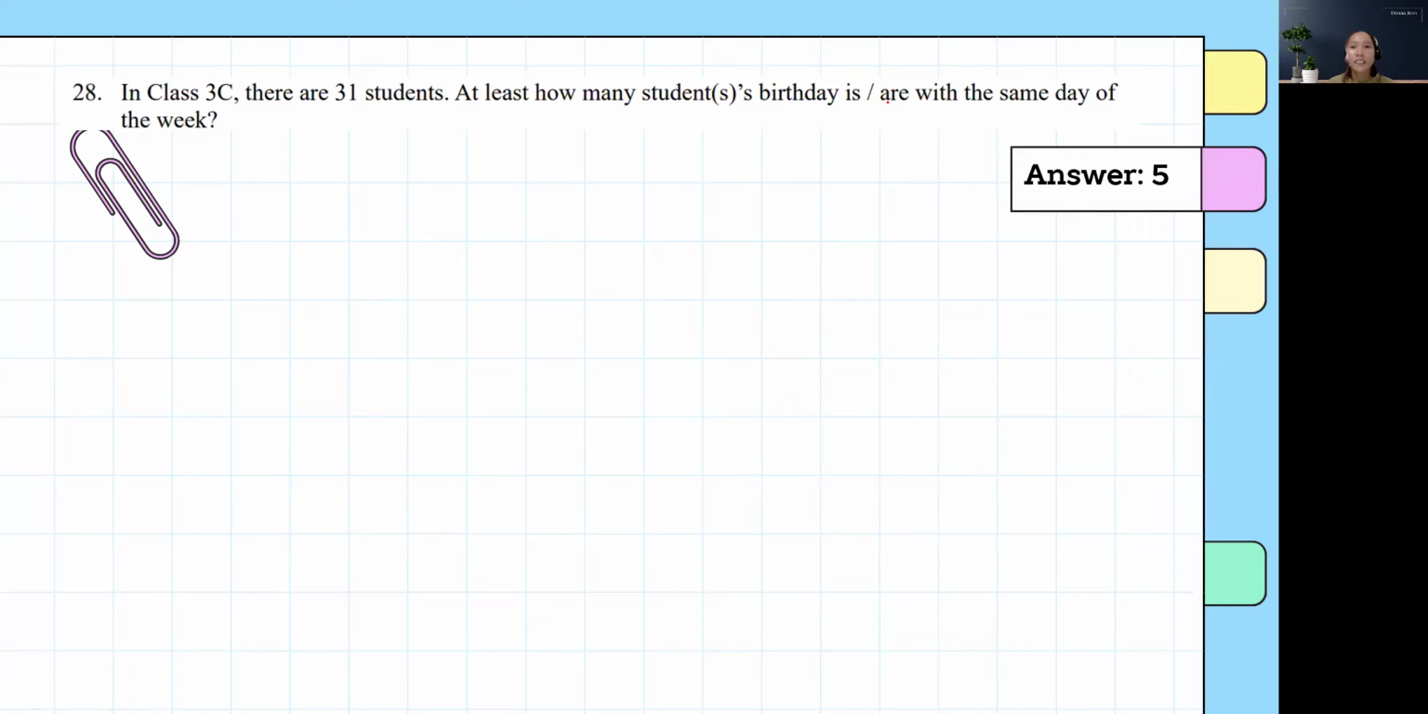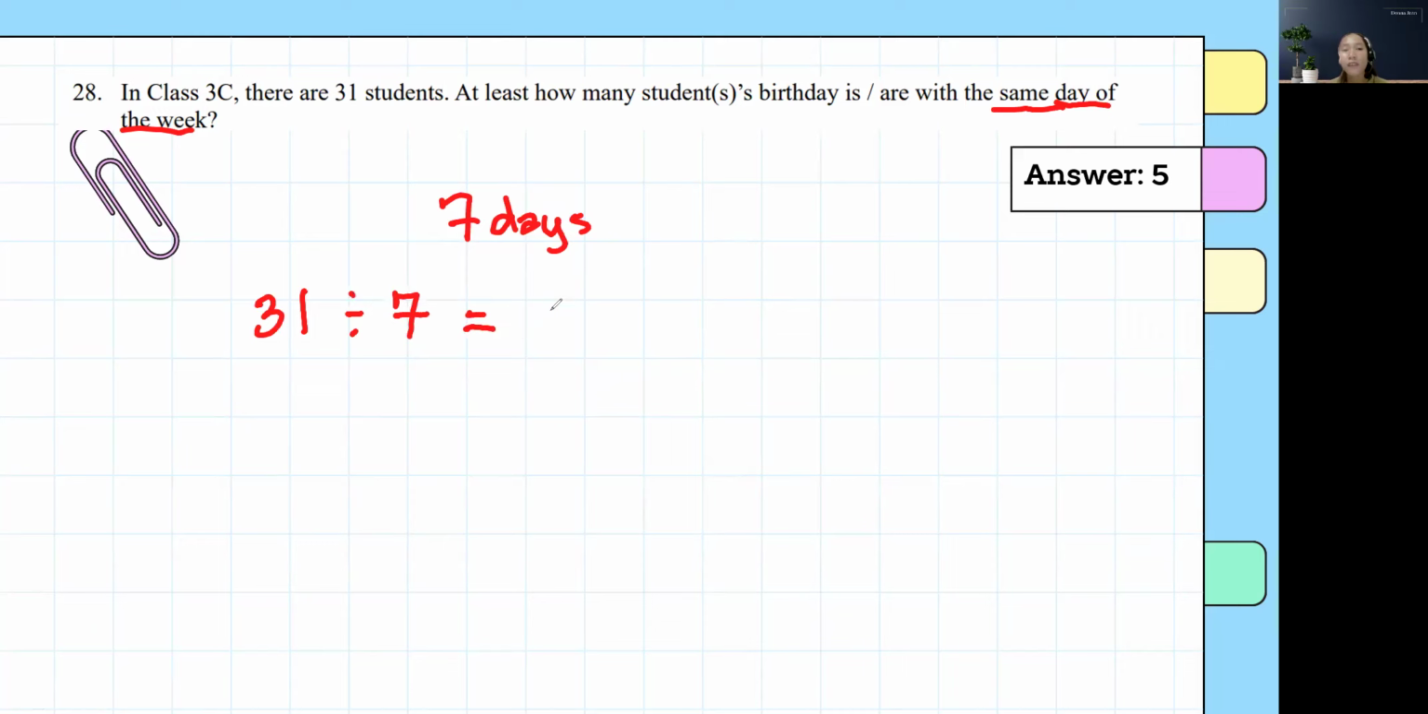For number 28, in class 3C, there are 31 students. At least how many students' birthdays are on the same day of the week? So we want the same day of the week. There are 7 days in a week: Sunday, Monday, Tuesday, Wednesday, and so on. So 31 students will be divided by 7.